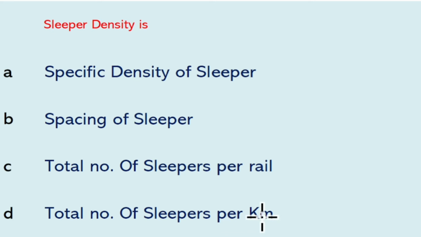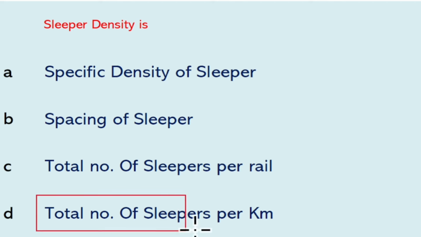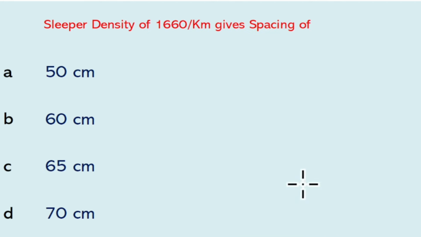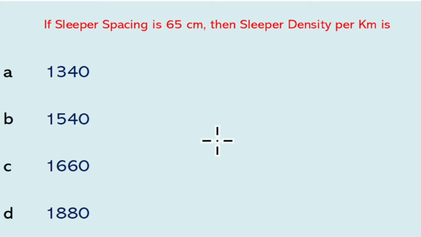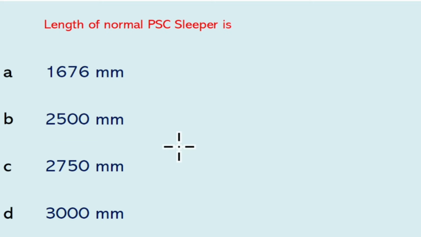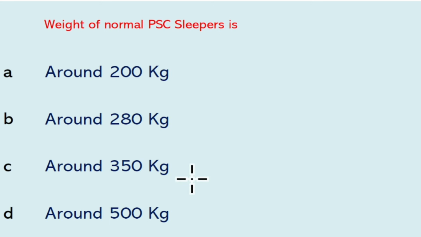Sleeper density means total number of sleepers per kilometer. A sleeper density of 1660 per kilometer gives a spacing of 60 centimeter. If sleeper spacing is 65 centimeter, then sleeper density per kilometer is 1540 sleepers per kilometer. Length of a normal PSC sleeper is 2750 millimeter.